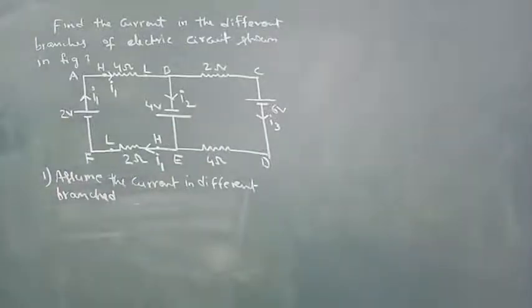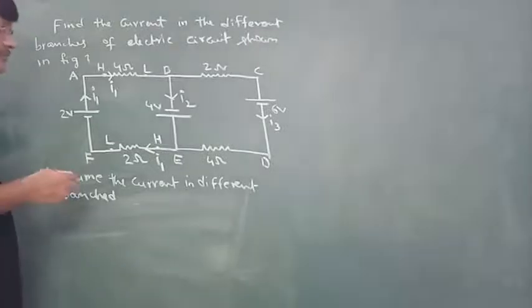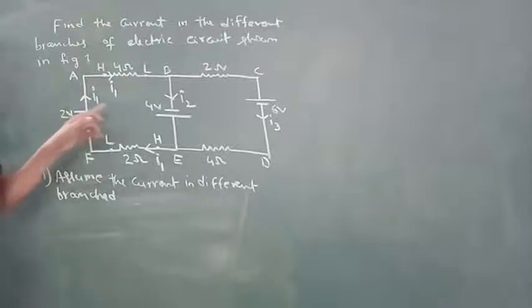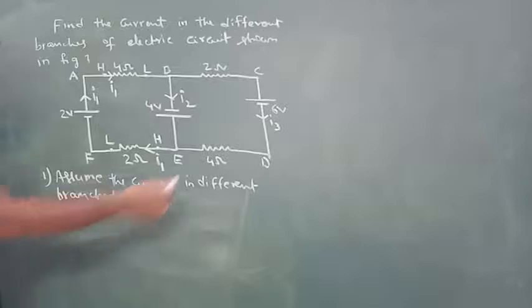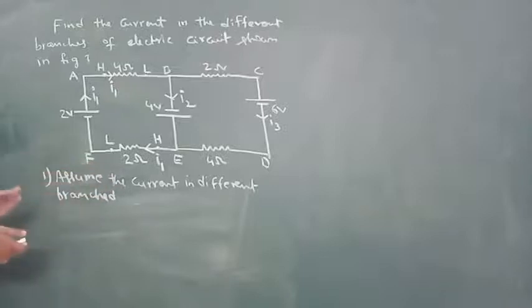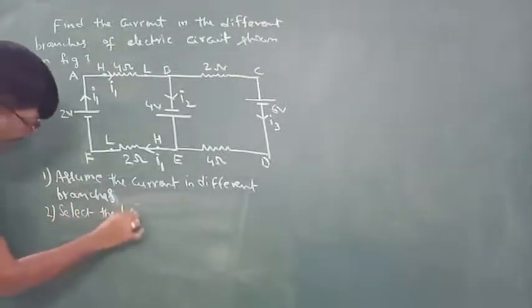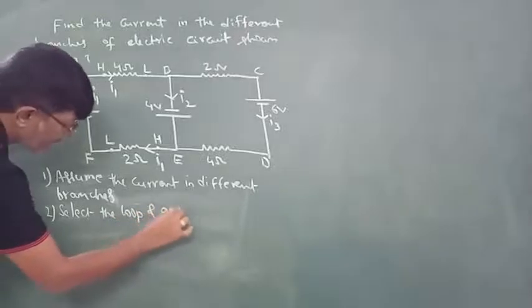So assume different currents passing through different cells. So assume I1 is passing through 2 volt cell, I2 is passing through 4 volt cell, and I3 is passing through 6 volt cell. After assuming current in different branches, now select the loop and apply loop rule.